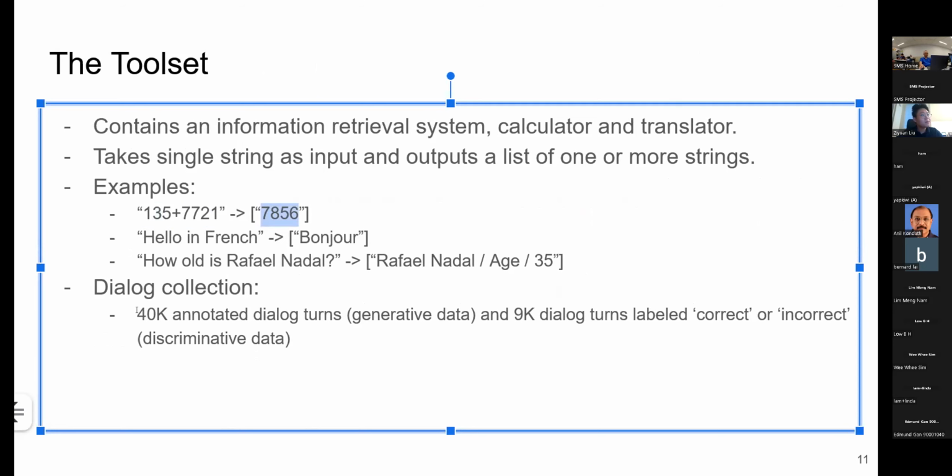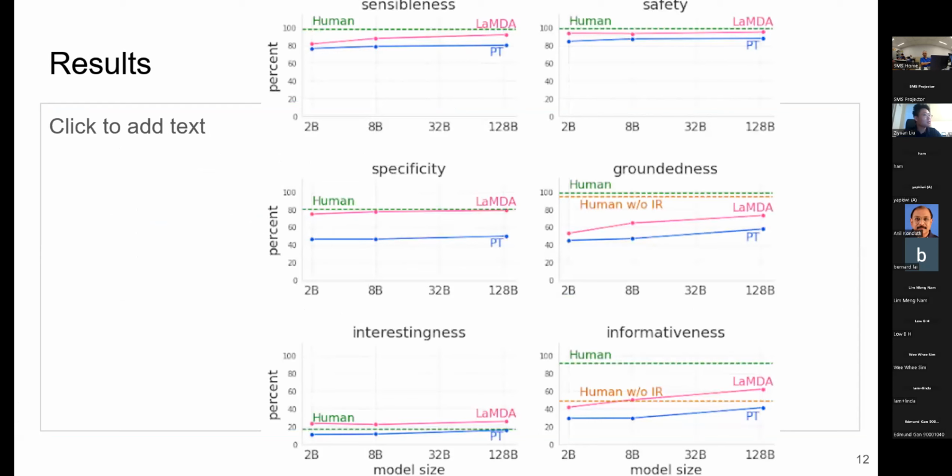So here they have collected 40,000 examples of generated data and 9,000 dialogue turns based on whether information is correct or incorrect, and that's discriminative data. So let's go to the results.